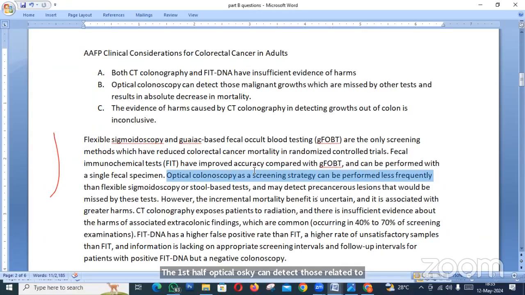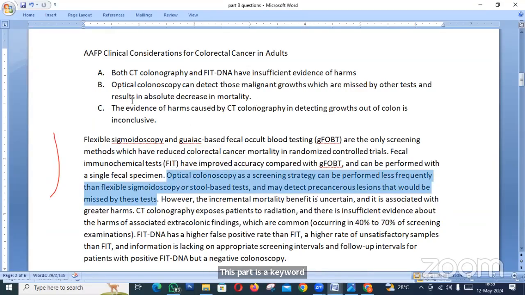It can be performed more frequently than flexible sigmoidoscopy, and may detect precancerous lesions which would be missed by other tests. This part is given, that's correct. However, it results in an absolute decrease in mortality, and however, the incremental mortality benefit is uncertain.